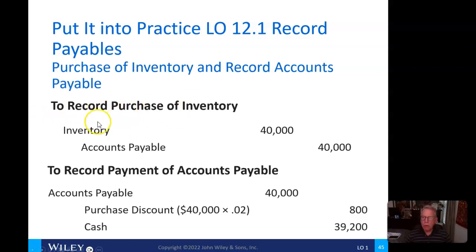Then, as we purchase the inventory, we'll debit inventory for $40,000 and credit accounts payable to pay for that eventually to our vendor. And then when we actually do pay our vendor, we'll zero out the accounts payable for $40,000 and credit purchase discount for $800 and credit cash for $39,200. So we took the terms of 2/10, net 30, I believe it was.